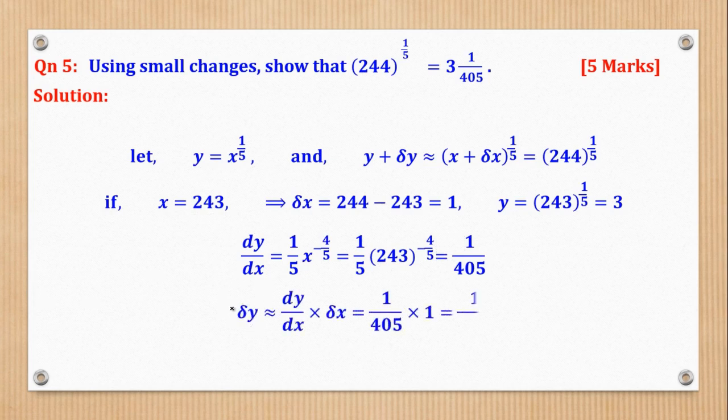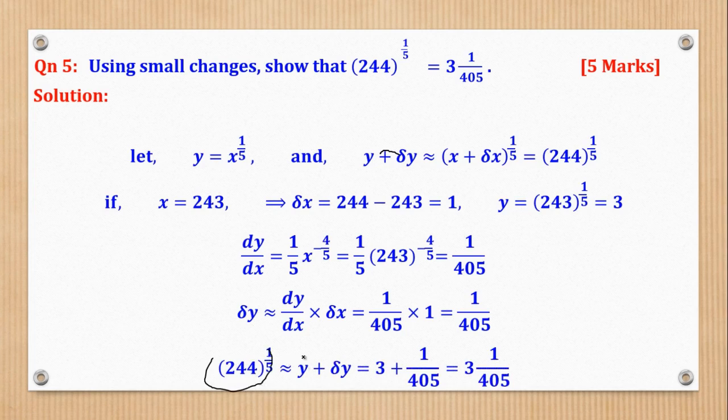Then from there, remember that small change in y approximates to dy/dx times small change in x. That will come and substitute for dy/dx and also substitute for small change in x to come up with this as a small change in y. So now that I have small change in y and y, I can get the value I want. So this will be equal to y plus small change in y. Substitute for y, substitute for small change in y to give you this as the answer they wanted.